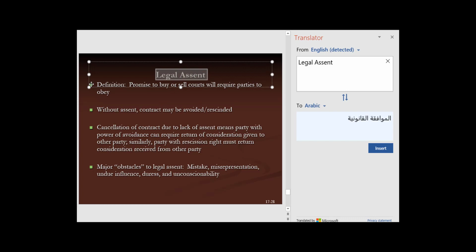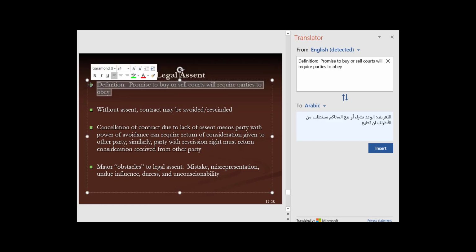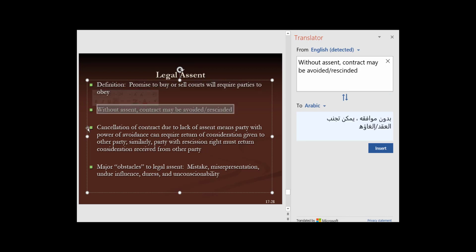Legal assent means you are able to enter. You have to have no mistake, no misrepresentation, nothing like that. It's got to be perfect, what you're accepting. Understood. Mistake is when one side or both sides make a mistake. If one side makes a mistake, it's too bad.